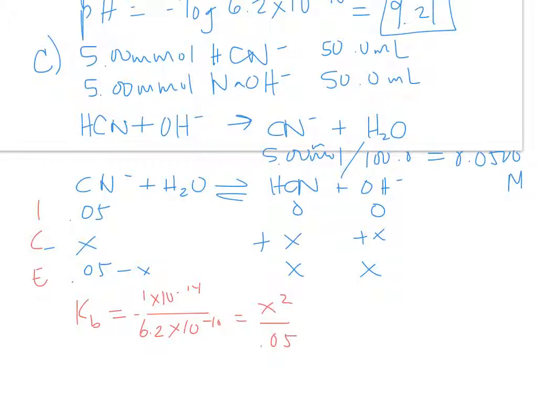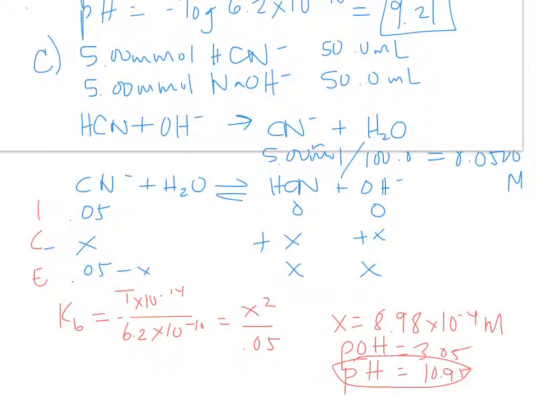I make the assumption that x is going to be very small because the Kb is small, and so I turn 0.05 minus x into just 0.05. Solving for x, I get 8.98 times 10 to the negative 4th molar. This is my hydroxide ion concentration, which will give me pOH, and then I can convert that to pH. pOH is 3.05, pH 10.95.